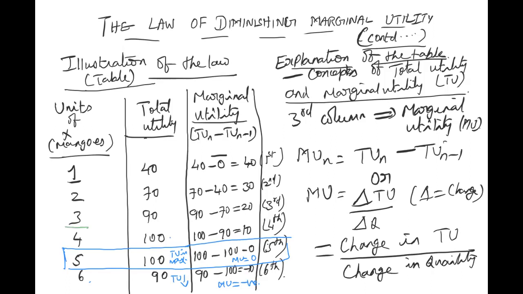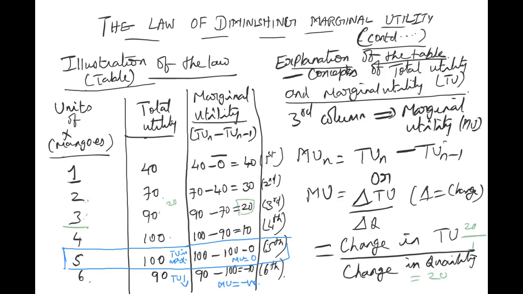So what is the change in total utility here? 90 minus 70, you are getting 20. So the numerator is 20 here. 20 divided by change in quantity. What is the change in quantity here? 3 minus 2, 1. 20 divided by 1 is equal to 20. So we are getting 20. So any formula can be used. This is for the simplification.